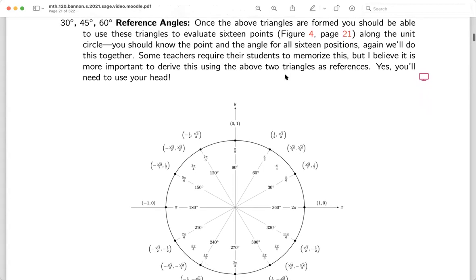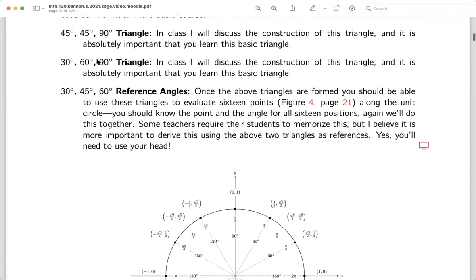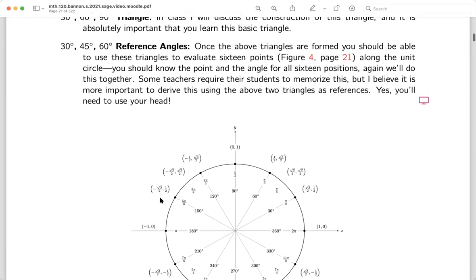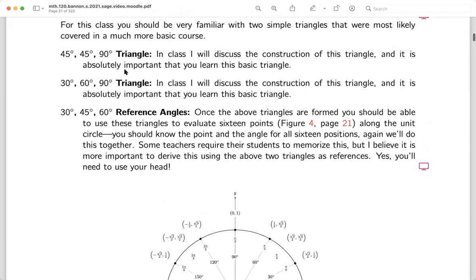However, I want to point out that although we only talk about the 30, 60, 90 and the 45, 45, 90, and this diagram over here, there's actually an infinite number of reference triangles. You have to understand there's a large variety of triangles that you could put down. Now, someone says, why do you just talk about these two, the 45, 45, 90 and the 30, 60, 90? Well, because they're easy. That's number one reason.